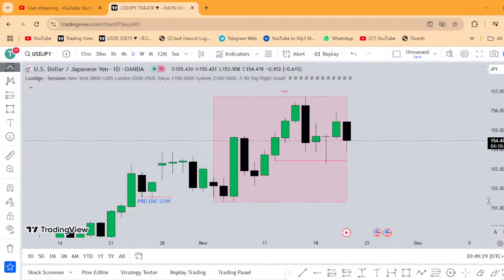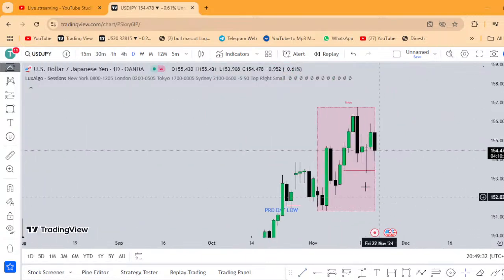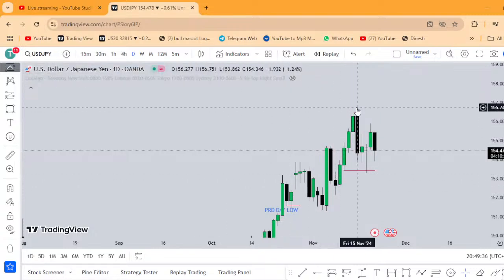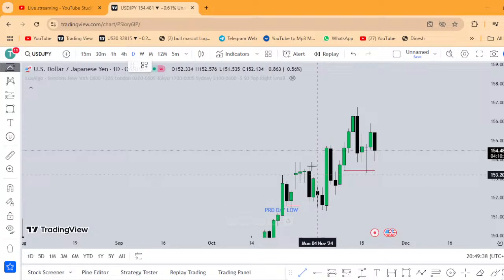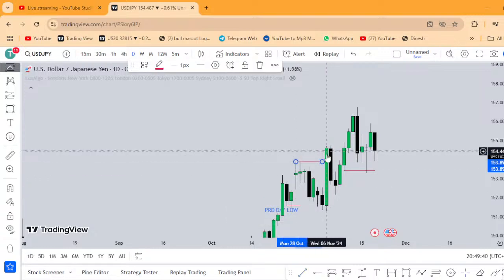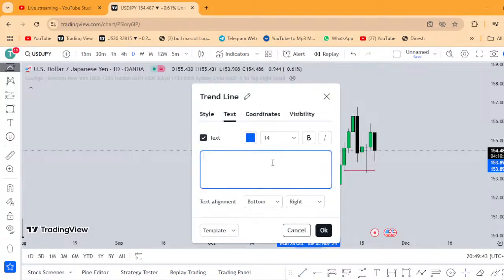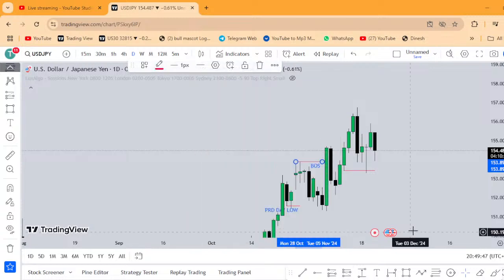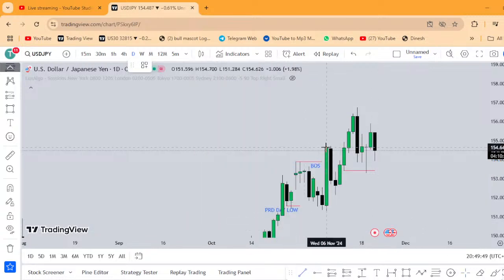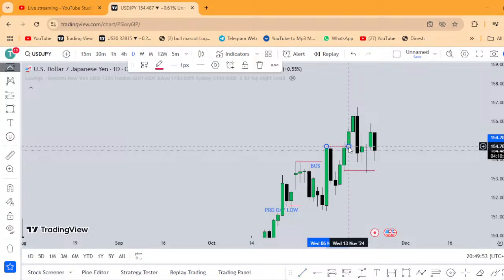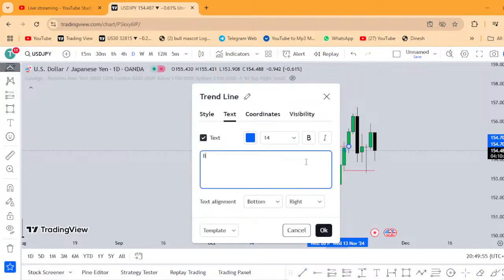Reason being as to why you'll be confident of buy is because you're in a bullish market. You are in a bullish market, so you expect continuous buys. Break of market structure keeps on happening. This is a BOS, a break of market structure. We have another BOS here. All these confirm that price is still moving in a bullish market.